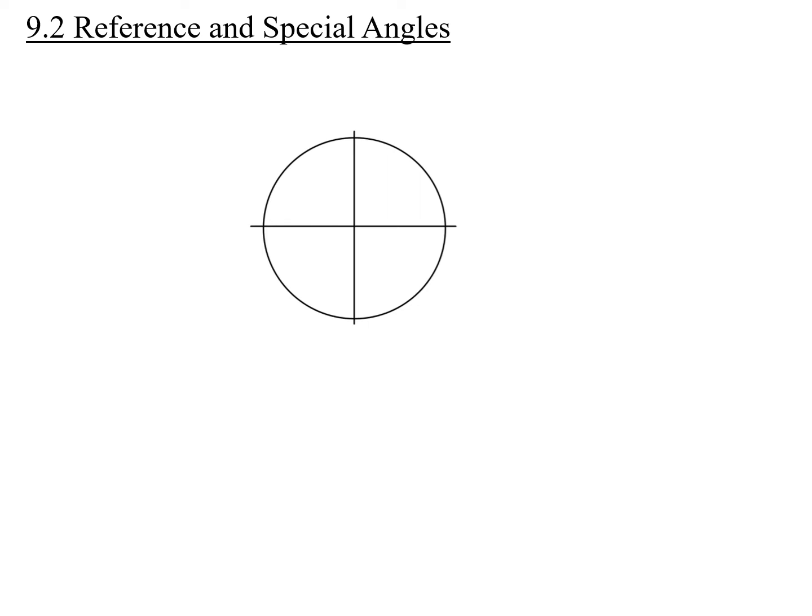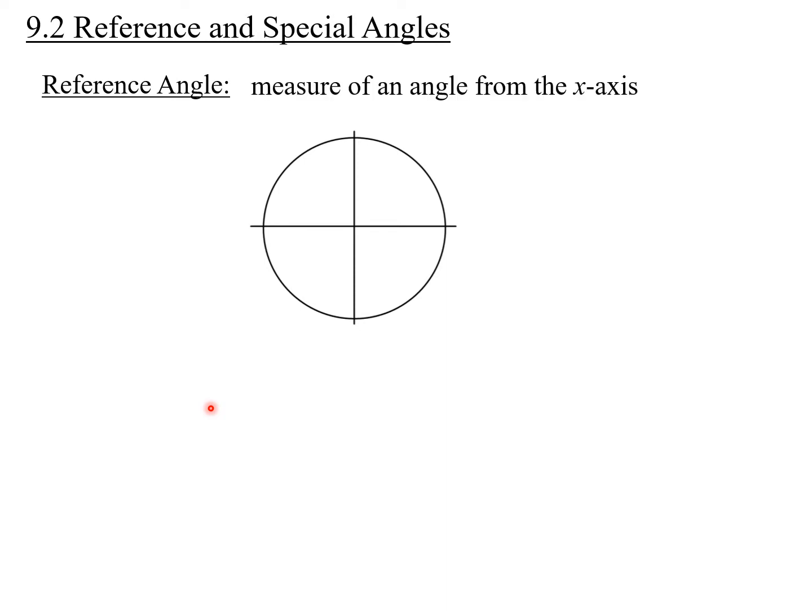All right, this is a presentation about 9.2 reference and special angles. I'm going to get a laser pointer here to help me out. Okay, first thing I want to do is define a reference angle. The reference angle is the measure of an angle from the x-axis, and it's always going to be less than 90 degrees.